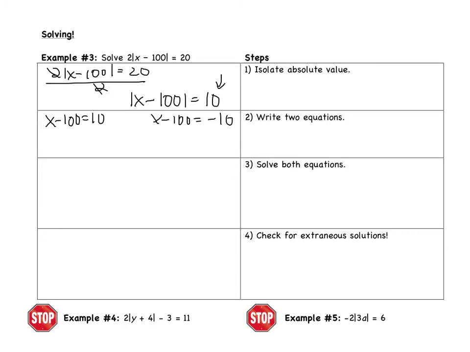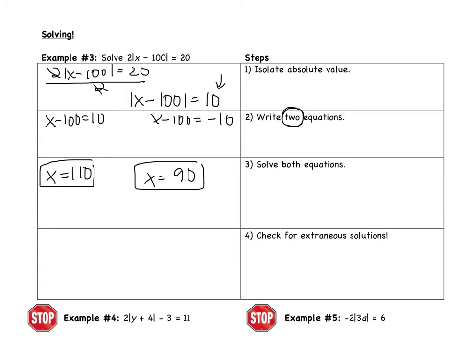So anytime you're doing absolute value, you're always going to have two equations. Always. The positive and the negative. Now we need to solve both. So our left equation, adding 100, we get x equals 110. Adding 100 again, we get x equals 90.